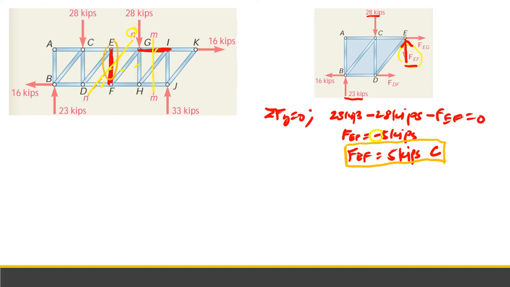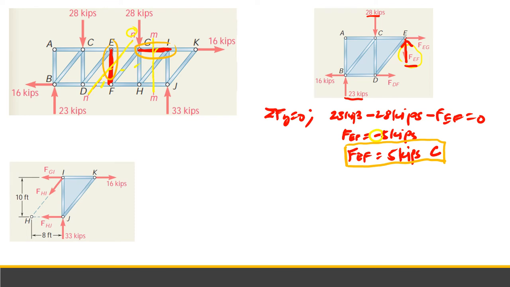So ngayon naman is solve natin yung GI. So to solve GI, we'll cut a section through CI, HI, and HJ. So ito yung free body diagram niya, considering yung right part. So considering right part kasi mas madali siya kasi konti lang yung forces na involved compared kung yung left side yung gagamitin natin. So marami-rami yung or mahaba-haba yung magiging equation natin if we use the left part ng truss.